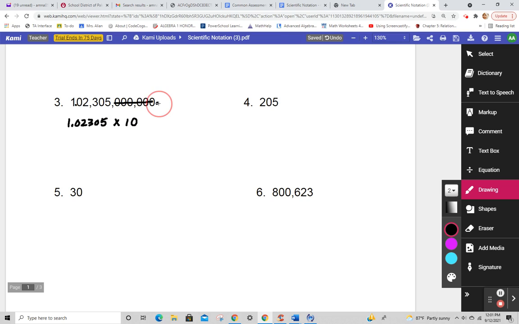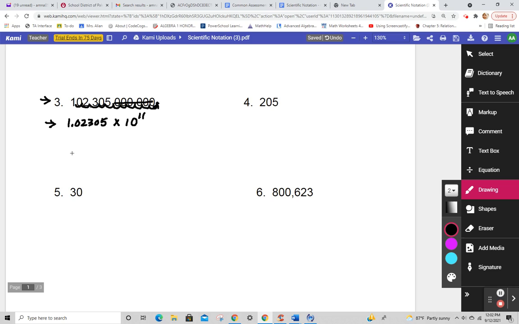Well, the decimal point is originally here, but I put it here. How many times do I have to move it to the right to get it back to where it was? 1, 2, 3, 4, 5, 6, 7, 8, 9, 10, 11. So my exponent will be 11. All right, so this number and this number are equivalent.